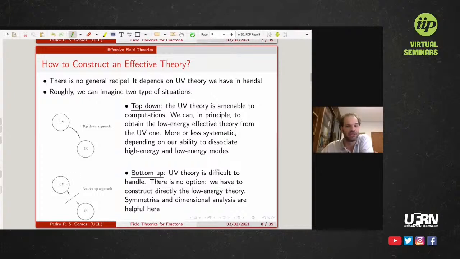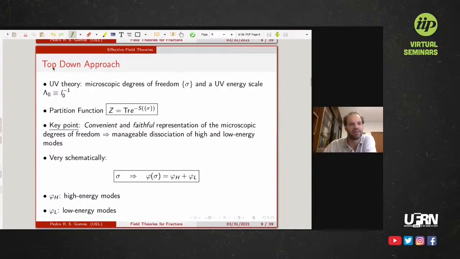So essentially there is no option. We have to construct directly the low energy theory. And in this case, symmetries and dimensional analysis are very helpful here. Okay, I'll describe in a little more detailed way the top-down approach first.